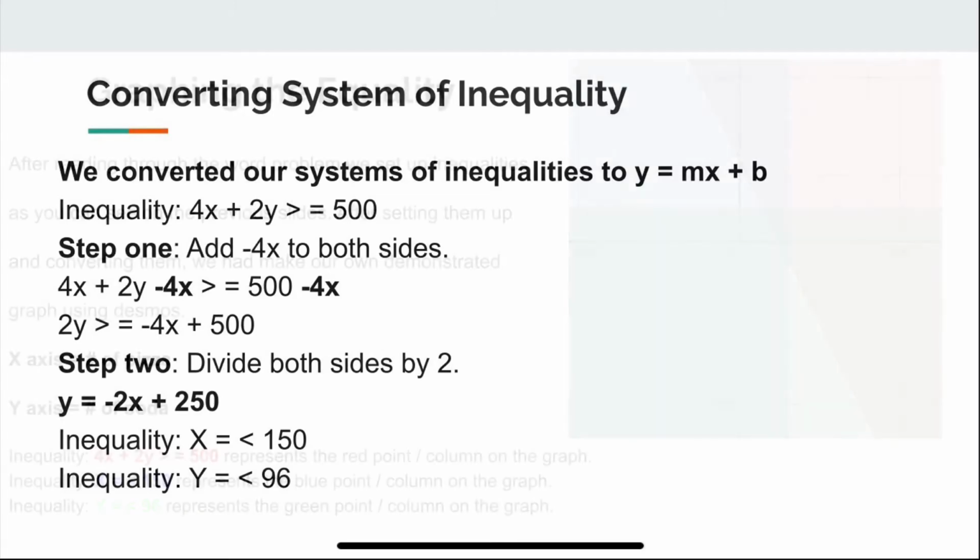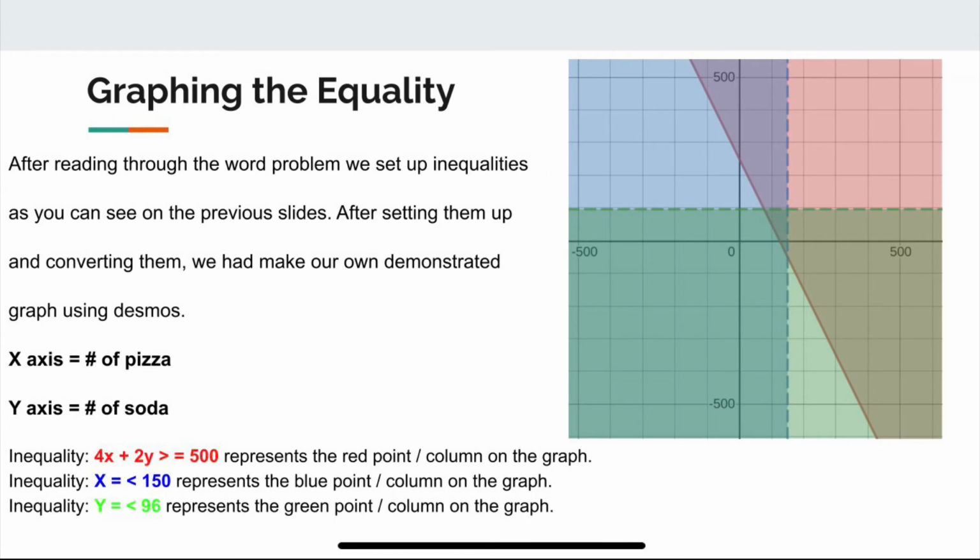Then after that, we divided both sides by 2 and got the converted equation of y equals negative 2x plus 250. Graph inequality. Looking at that graph, we see that each inequality represents something. Our first inequality, 4x plus 2y greater than or equal to 500, represents the red line on the graph. X less than or equal to 150 represents the blue line on the graph. Y less than or equal to 96 represents the green line on the graph.